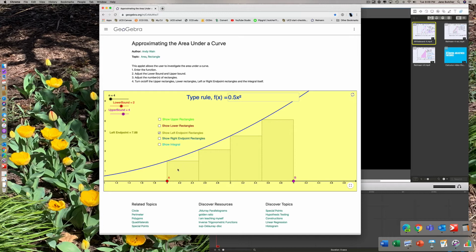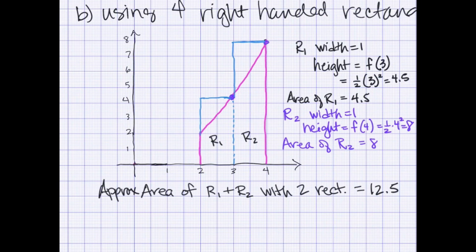So we're going to be using the area of a rectangle is length times width, and we'll approximate how much area is under the curve that way. So here's a picture of our curve, 1/2 x squared, between 2 and 4, and we've split it into two rectangles. Because we have two rectangles, the width of each rectangle is going to be 1, and the height is going to be the function value at the right end point where we've drawn the rectangle.